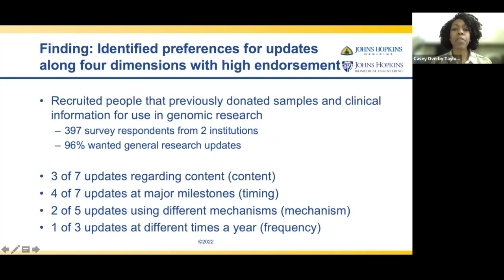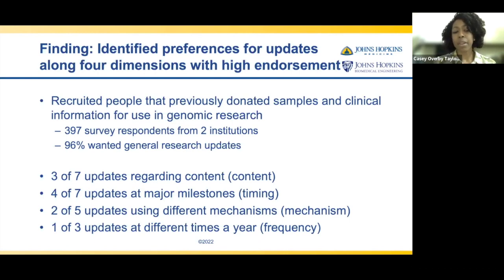So we recruited from 2 institutions. We administered a survey to 397 people altogether. And overall, the majority wanted general research updates, which was not surprising. And when we surveyed them about different content types, timings, mechanisms, and different times of year when they would want to be updated, there were several that we found there was high levels of endorsement, and so we just defined that as more than 50% of the survey respondents indicated a preference for these updates.